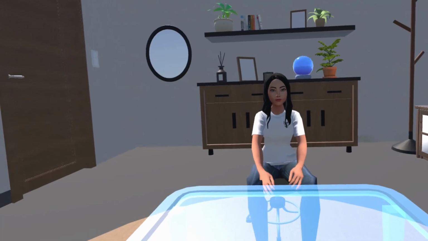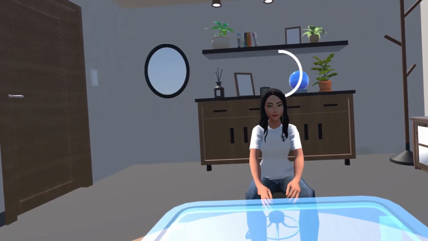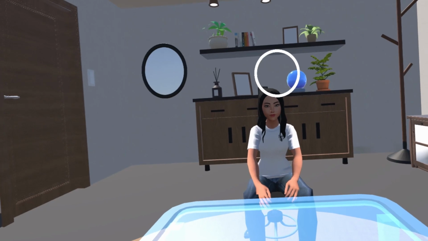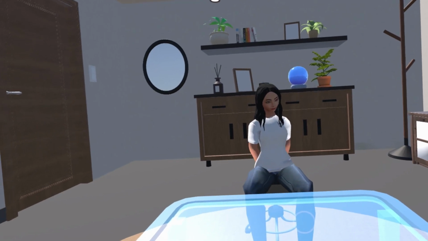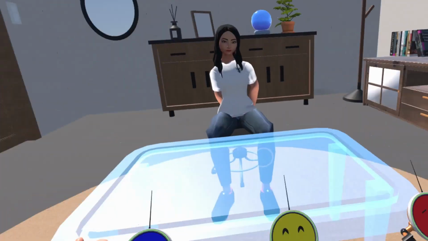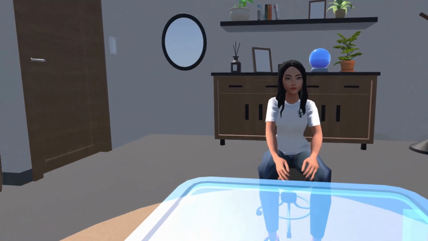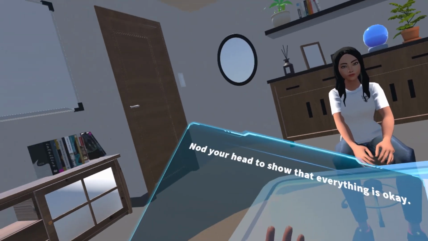Good job. Give it a try. Make eye contact with the shy person. The other person blushes and avoids eye contact. Place the It's Okay emotion robot in the center of the table. Nod your head to show that everything is okay.